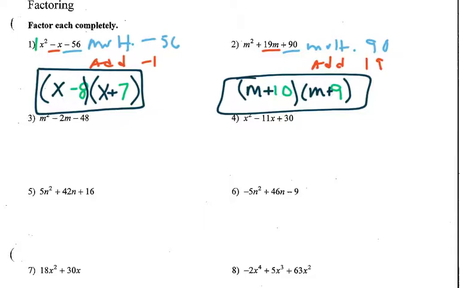Alright, the next one here, again, we're trying to multiply to be negative 48 and add to be negative 2. And so thinking of numbers that multiply to be 48 and that are about 2 away from each other is going to be 8 and 6. And then we want to have a negative 2, so the larger one, 8, is going to need to be negative. And so in that case we will have m minus 8 and then also plus 6.